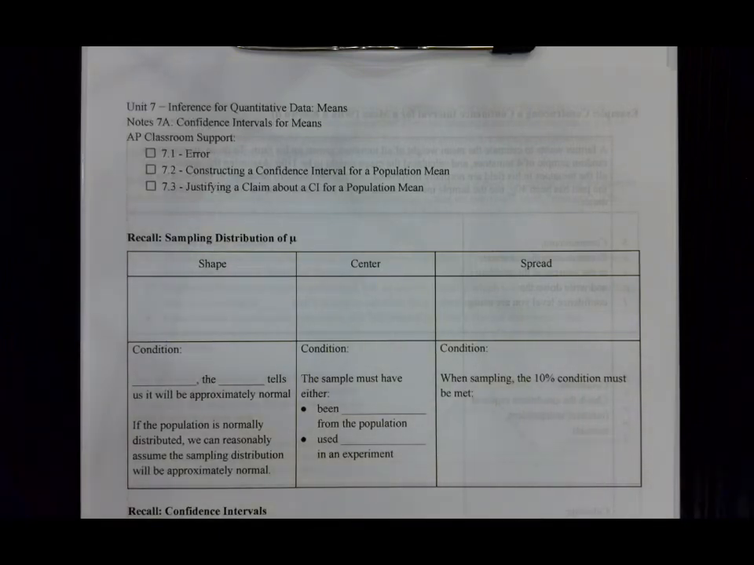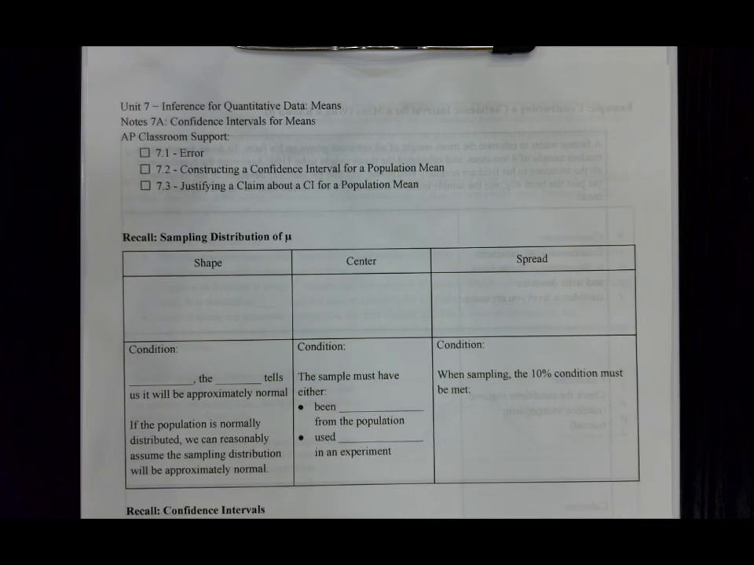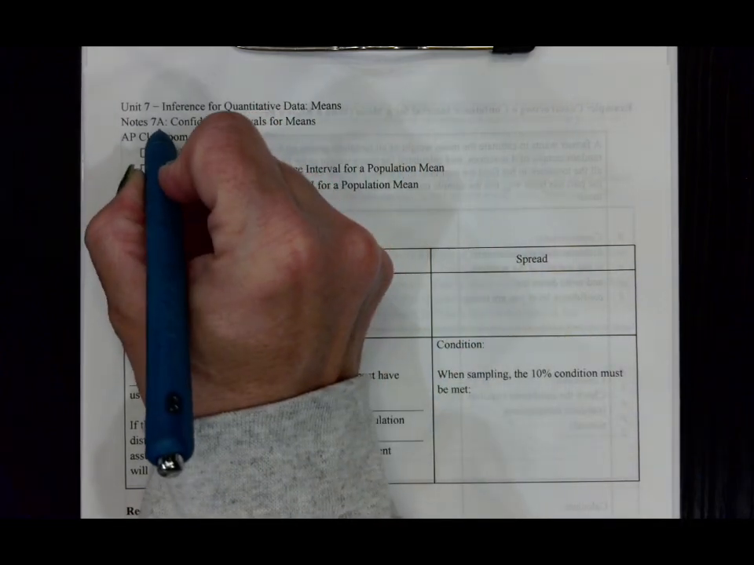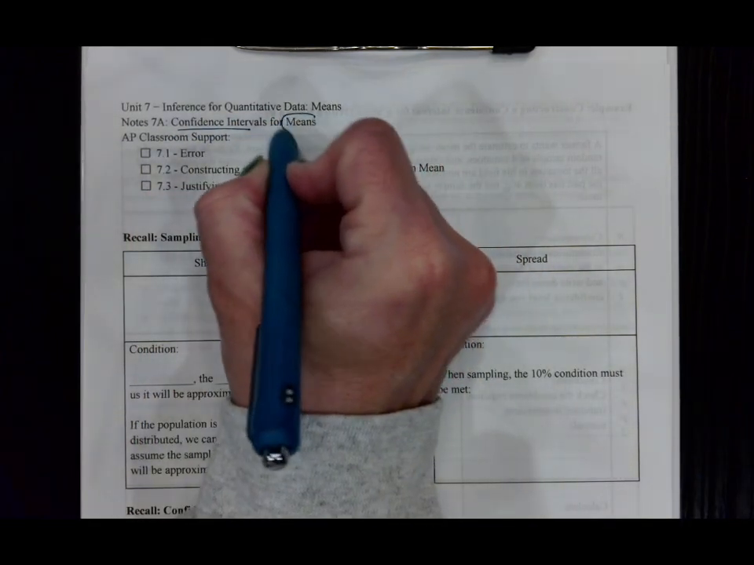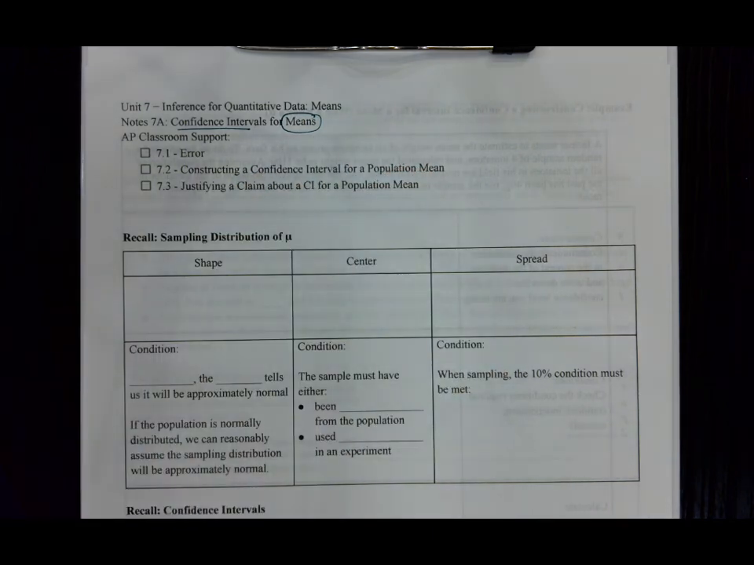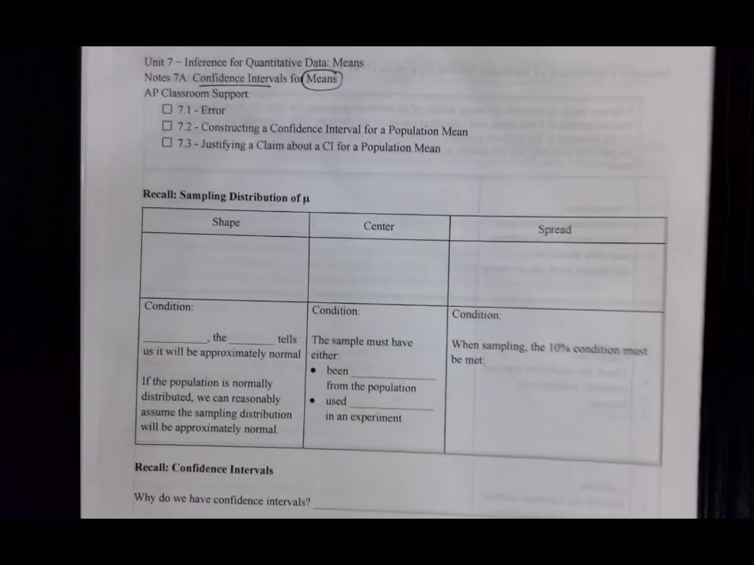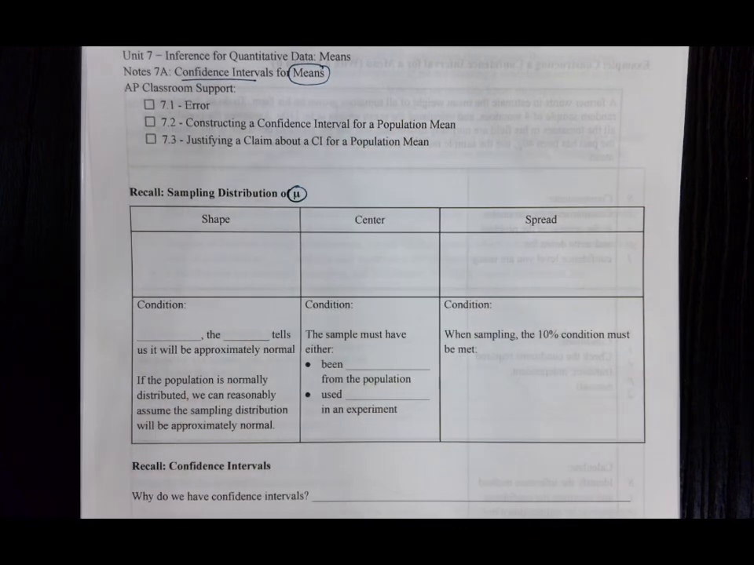All right, y'all, new unit. So I'm going to start with a little bit of review, and then we're going to dive into what's new. This unit, Unit 7, is confidence intervals for means and significance tests for means. We're going to look at significance tests later, but we're going to start with confidence intervals. So just a little bit of review. We're talking specifically about a mean.